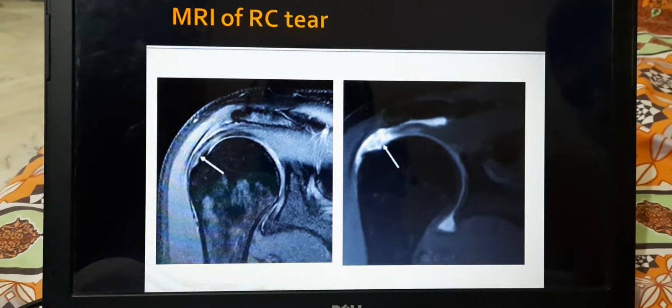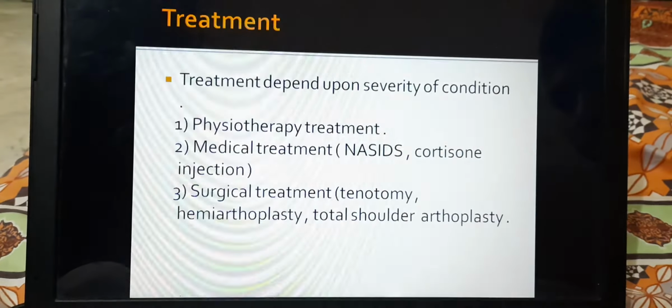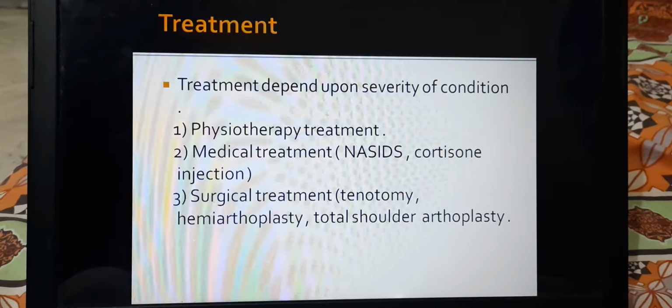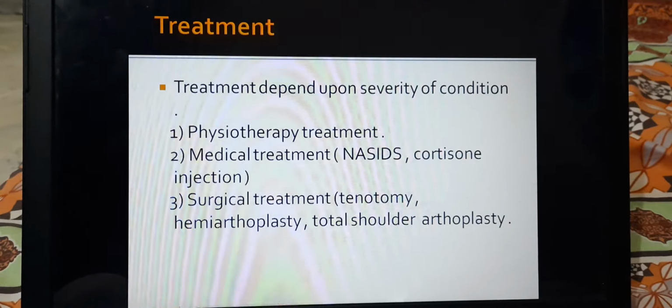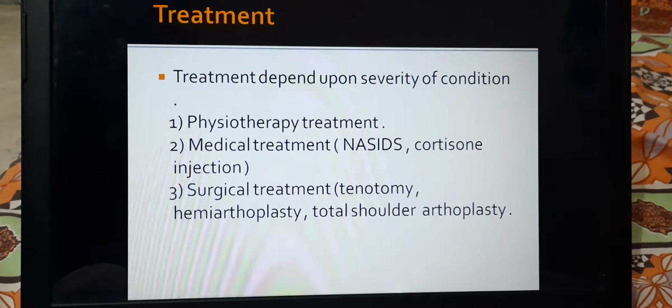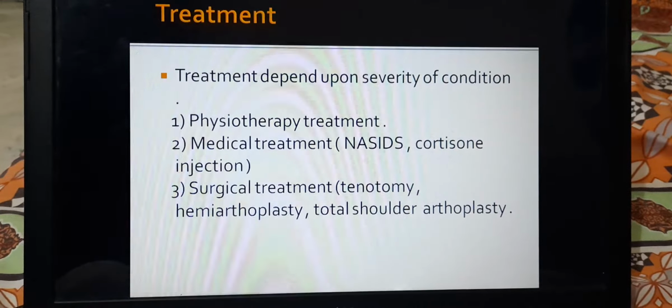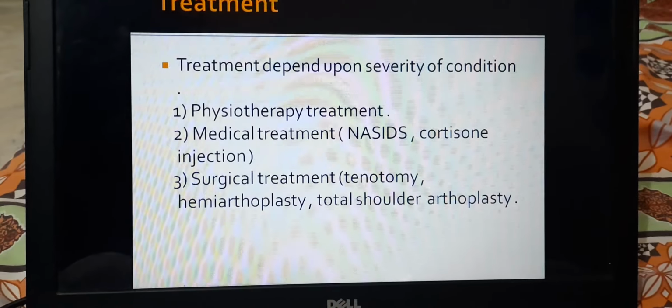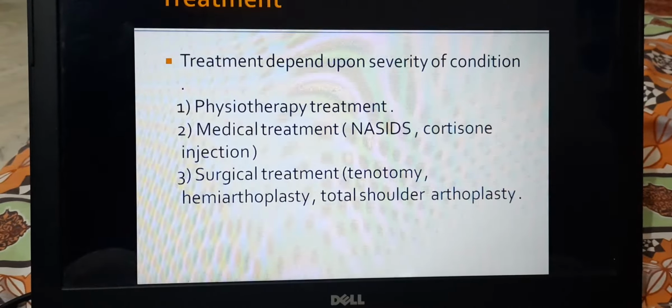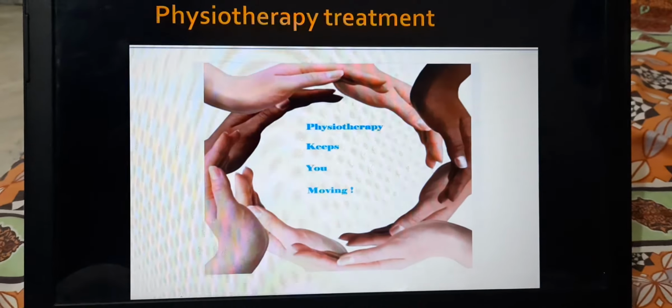MRI of rotator cuff tear. Treatment depends upon the severity of the condition. First, physiotherapy treatment. Second, medical treatment that could include NSAIDs and cortisone injection. Third, surgical treatment: tenotomy, hemiarthroplasty, total shoulder arthroplasty.